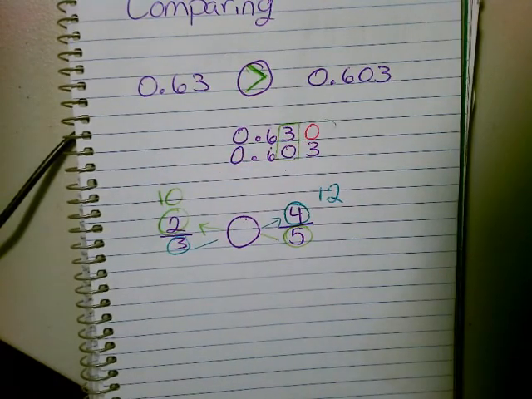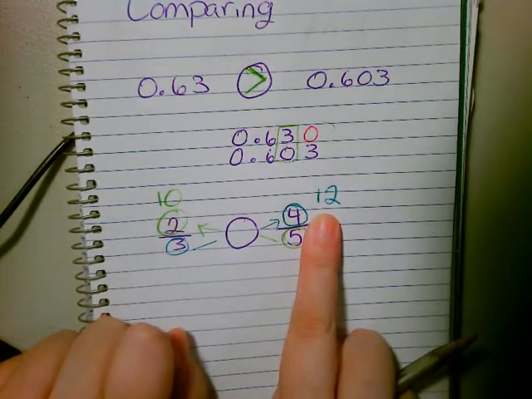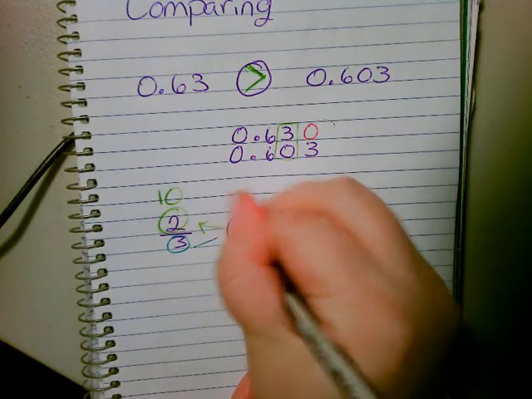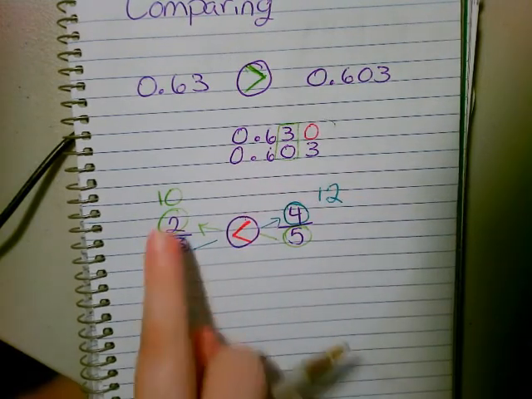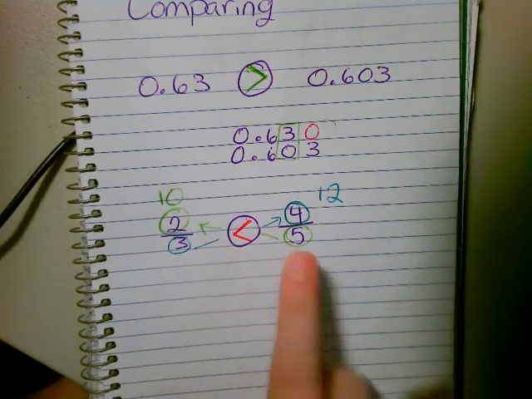And then I just have to compare the whole numbers that I have. I have 10 on the left side, 12 on the right hand side. 10 is less than 12, so 2/3 is less than 4/5.